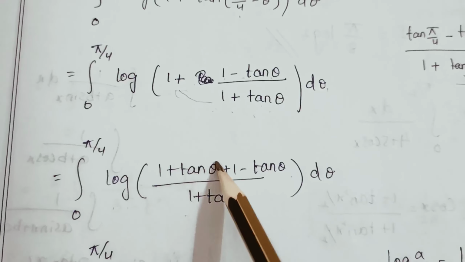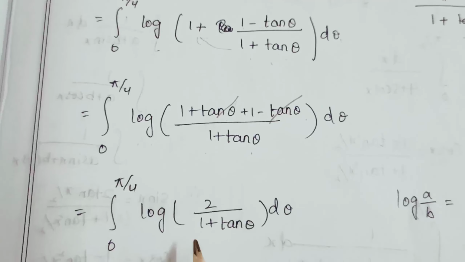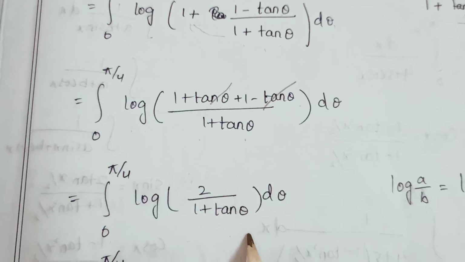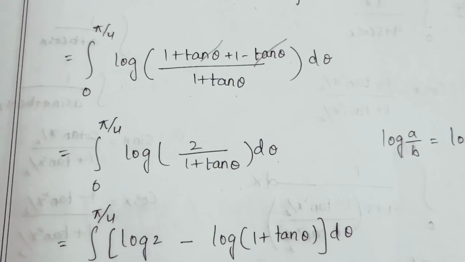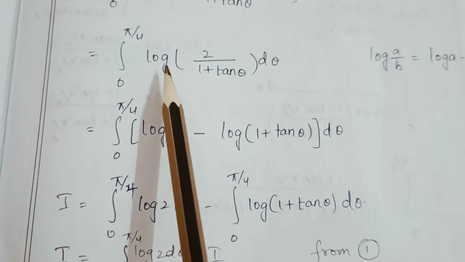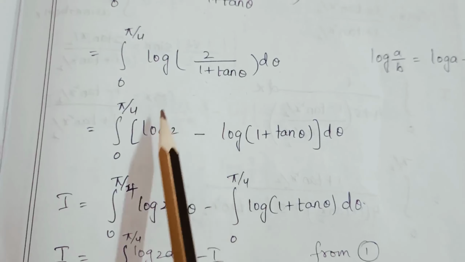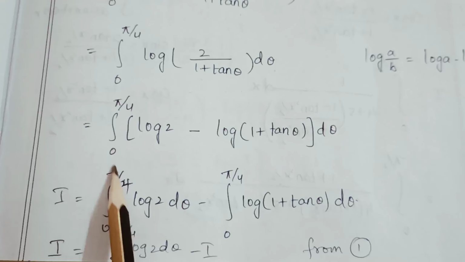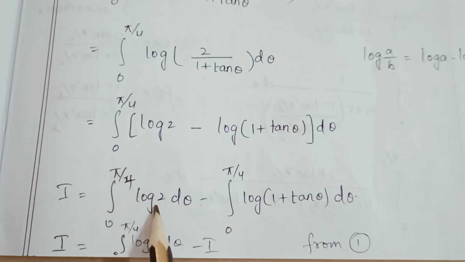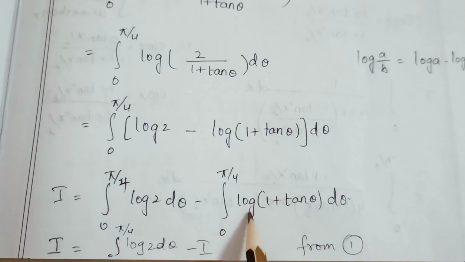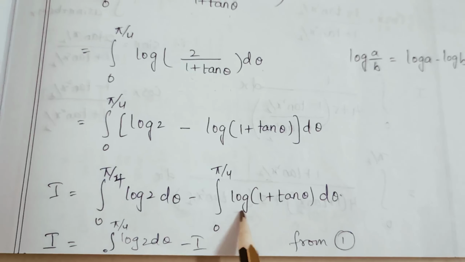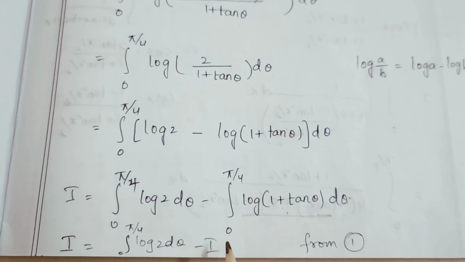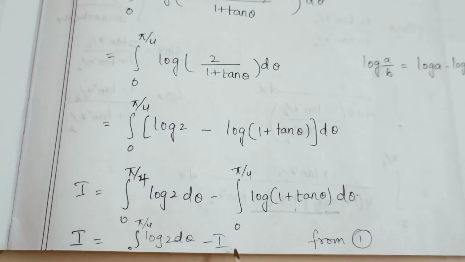Now this tan theta gets cancelled. You will get the integral from 0 to pi by 4 of log(1 plus 1, which is 2, upon 1 plus tan theta) d theta. Now it is in the form of log a by b, which is nothing but log a minus log b. So the integral of log 2 d theta minus the integral from 0 to pi by 4 of log(1 plus tan theta) d theta, which is nothing but our question, that is I. So at this place we are substituting I.